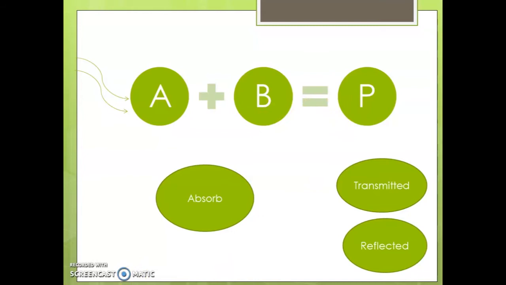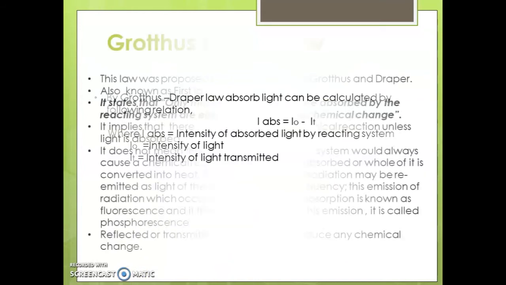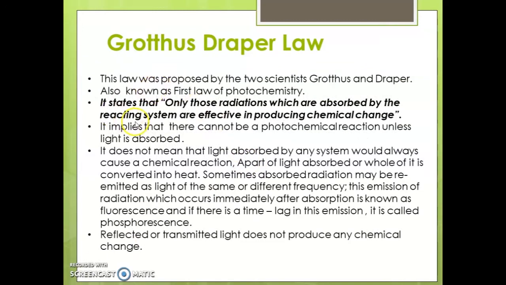Let's go through the statement. It states that only those radiations which are absorbed by the reacting system are effective in producing chemical change and leading them to form the product. The reflected light and transmitted light are not responsible for the photochemical reaction. Only the absorbed light will cause the photochemical reaction.